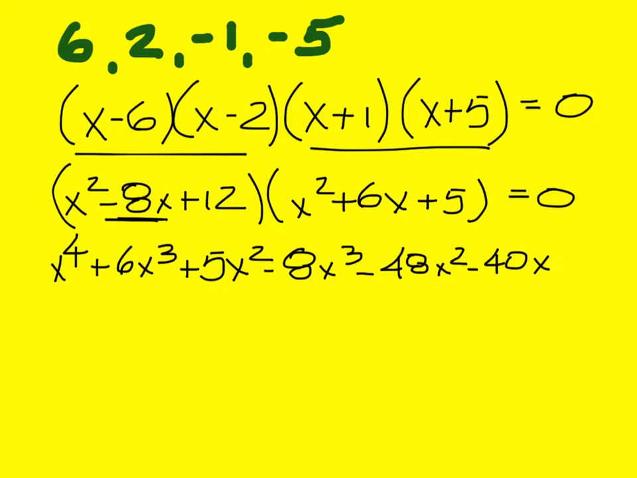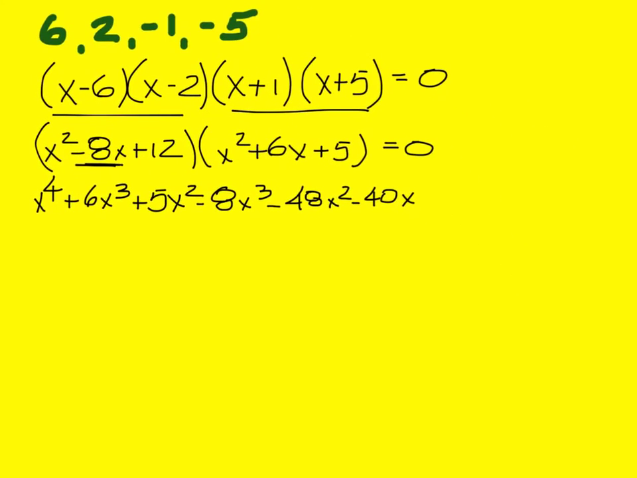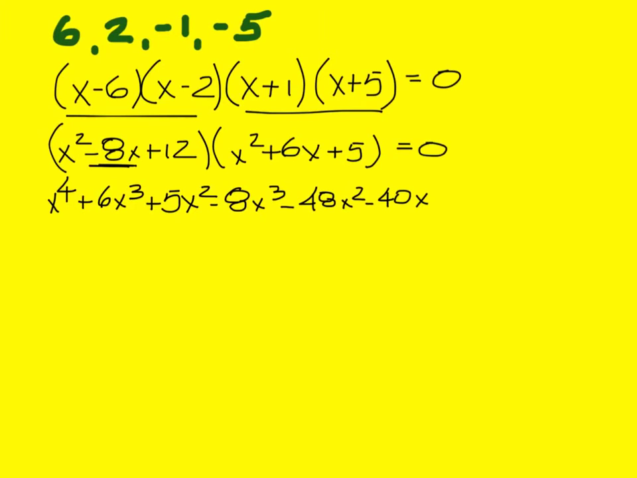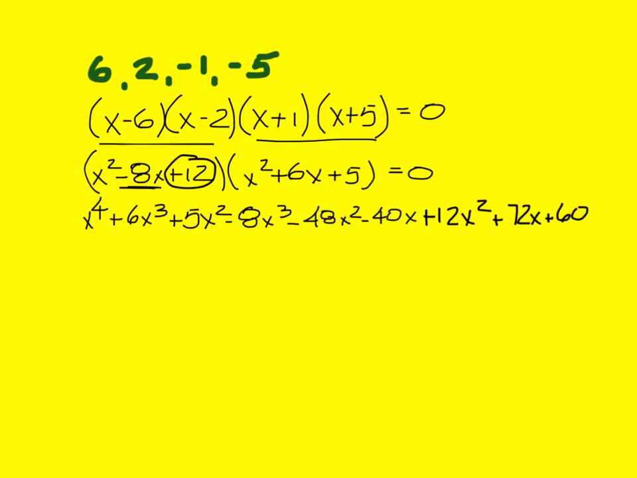Going to try to lower this down a little bit. See if I can fit it in. Going here now, we should have plus 12x squared plus 72x and plus 60. Still can't fit it all in, but I can now. Equals 0.